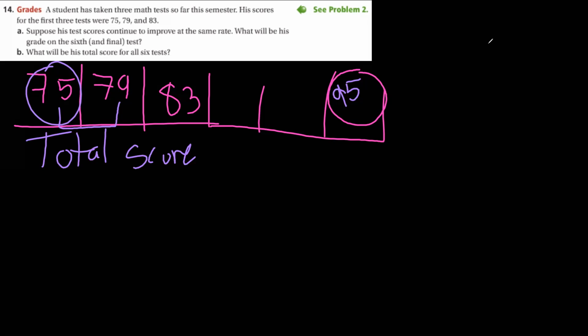S sub n. I want to find now the total of the numbers, the summation of the numbers, the total of the marks. How can I find the total of the scores at the end of the semester? I just add all of them.